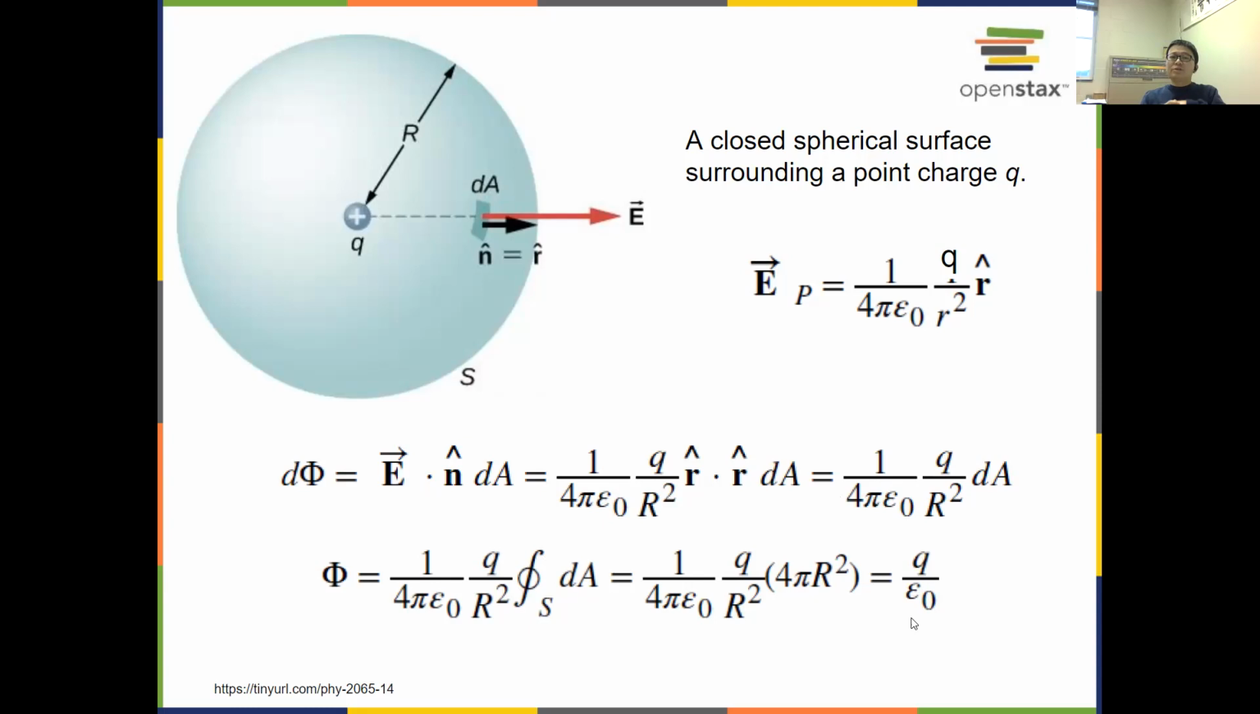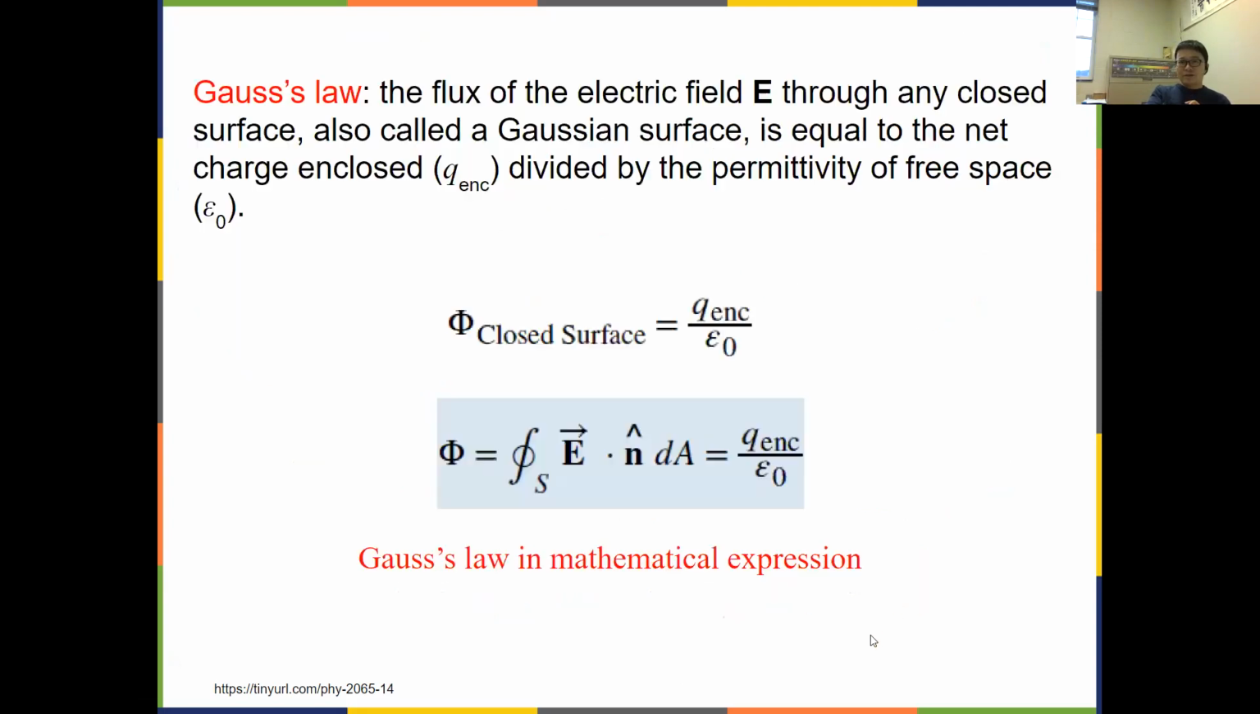So this result shows you that the electric flux through a sphere that encloses a charge, in this case in the middle of the sphere, is equal to just the charge divided by epsilon naught, the dielectric constant of vacuum. We have talked about that at the beginning of the electrostatic interaction. It is 8.85 times 10 to the minus 12 in SI units. So flux equals Q over epsilon naught.